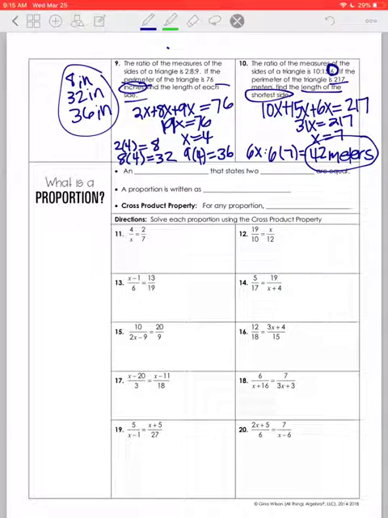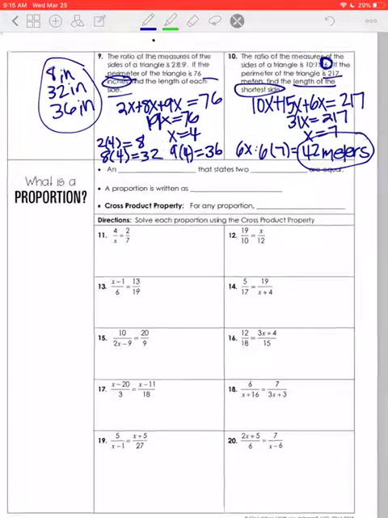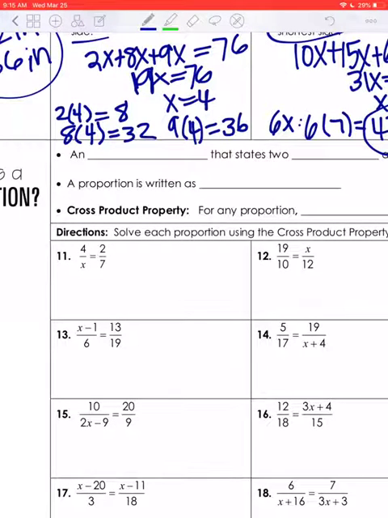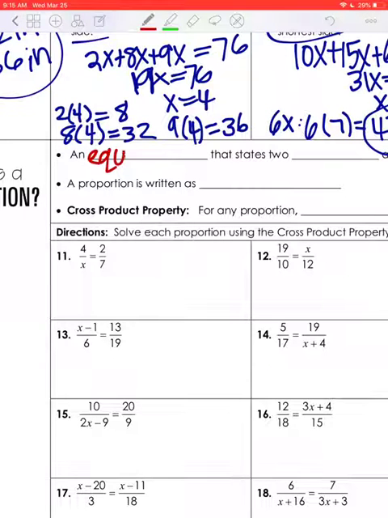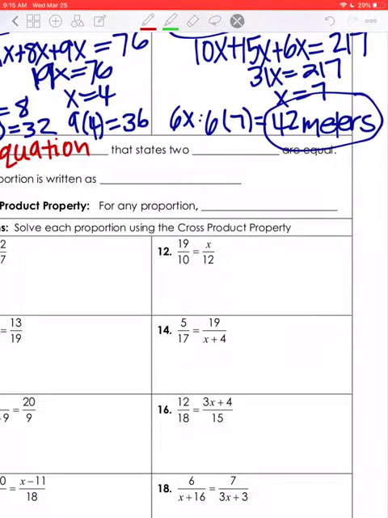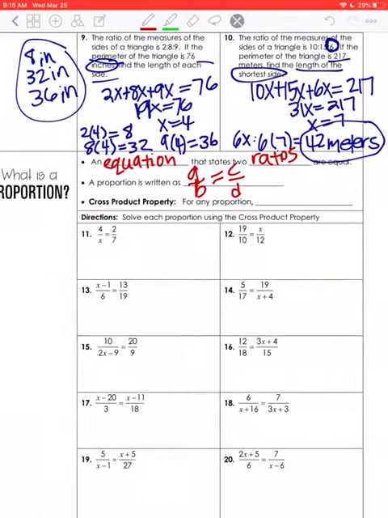Now let's talk about what a proportion is. A proportion is an equation that states two ratios are equal. Okay, and the way you're going to see these ratios are in fractions. So a proportion is written as A over B equals C over D. Okay, so we have two ratios that look like fractions equal to each other.